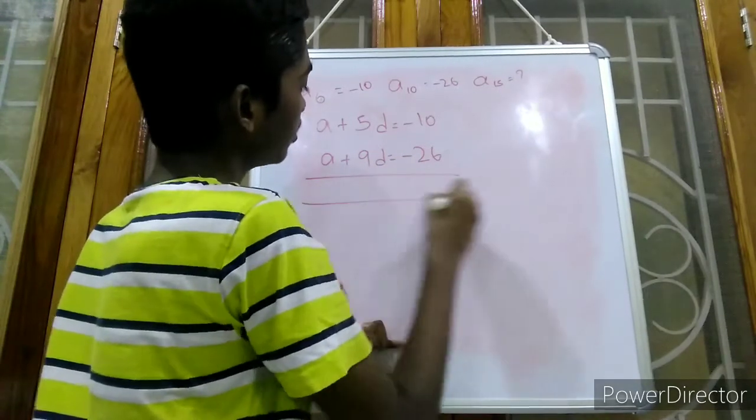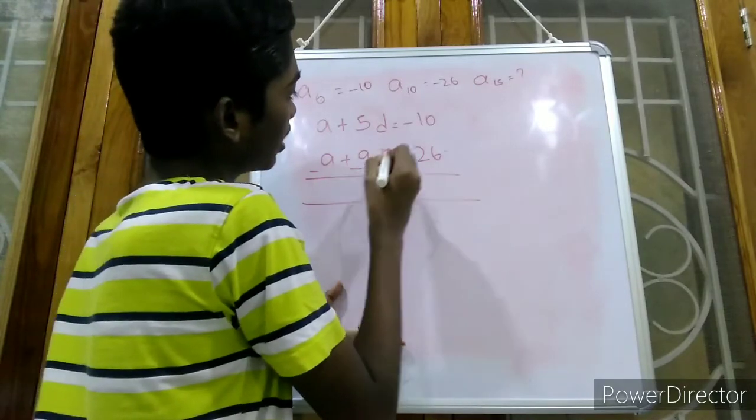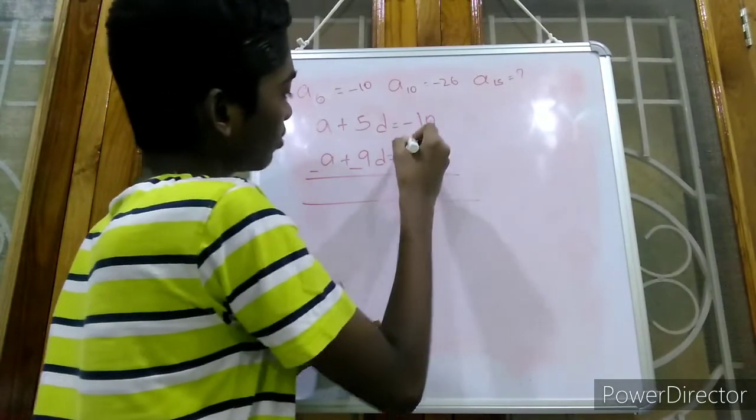Now we need to subtract these equations. Plus into minus is minus. Here minus and plus. Minus into minus is plus.